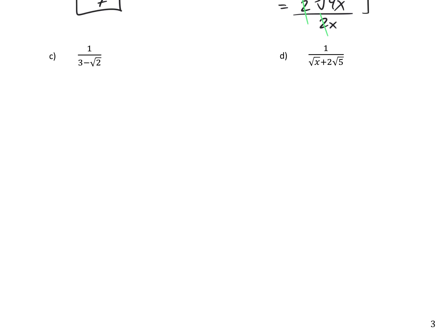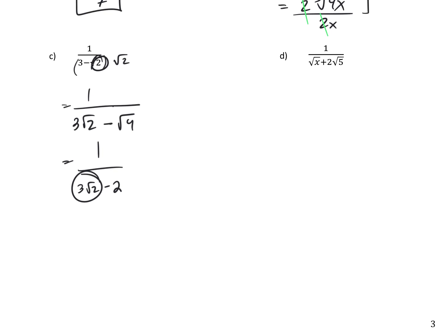I'll show you for example. If I decided to just multiply this by square root of 2, in the denominator I would have 3 root 2 minus the square root of 4, which would be 1 over 3 root 2 minus 2. So we got rid of one radical on this side, but then we have a new one. So that's not going to work. We have to have a new plan.